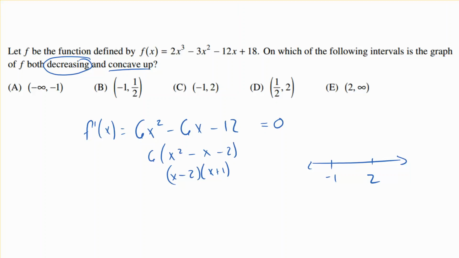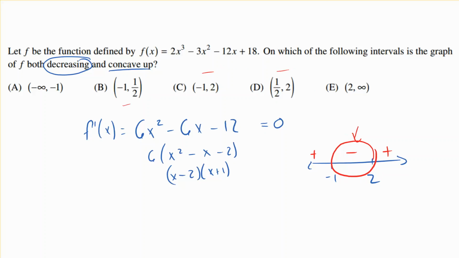And if we do our signs, if we put in like a negative 3, I get a negative times a negative. If I put in a 0, I get a negative times a positive. And if I put in a large number, 4, 5, 6, I get a positive times a positive. So where is it decreasing? From negative 1 to 2. So the only ones that are possible are this one, this one, this one. Yeah, I guess those three.